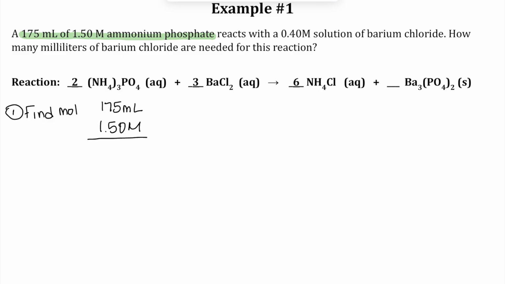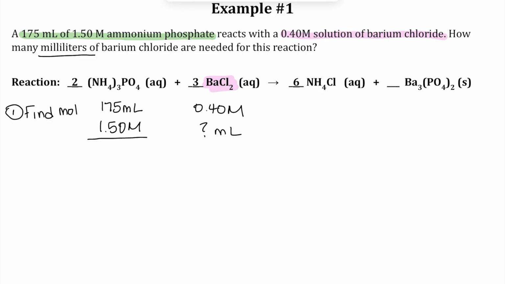Looking at what else we have, this is reacting with a 0.4 molar solution of barium chloride. And so we have information about this barium chloride. Our barium chloride is 0.40 molar. How many milliliters of barium chloride? So we're looking for milliliters of barium chloride. So we somehow need to get from ammonium phosphate to that barium chloride in our calculations.